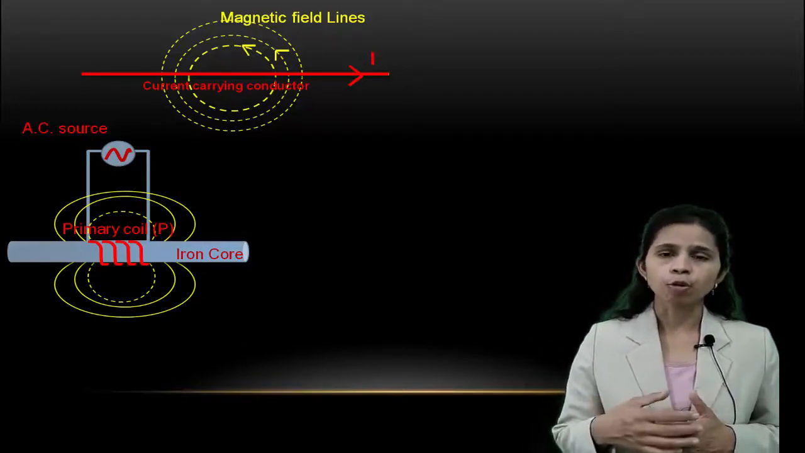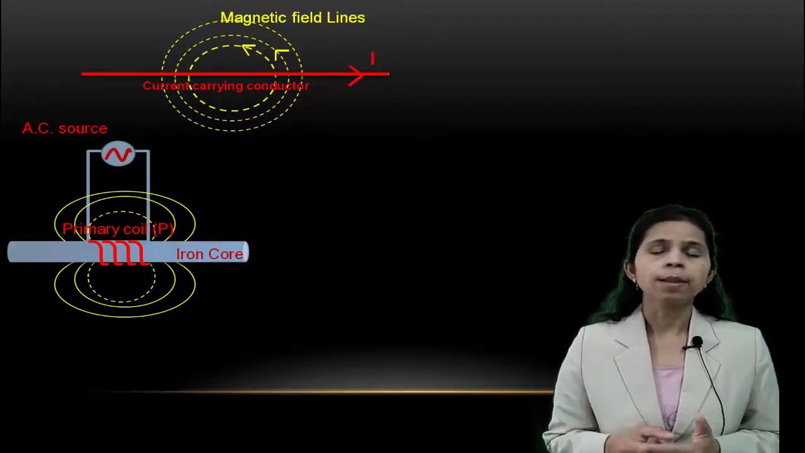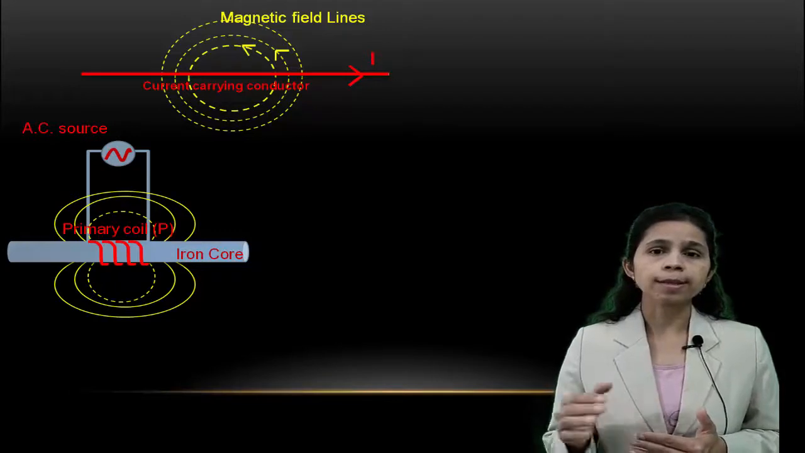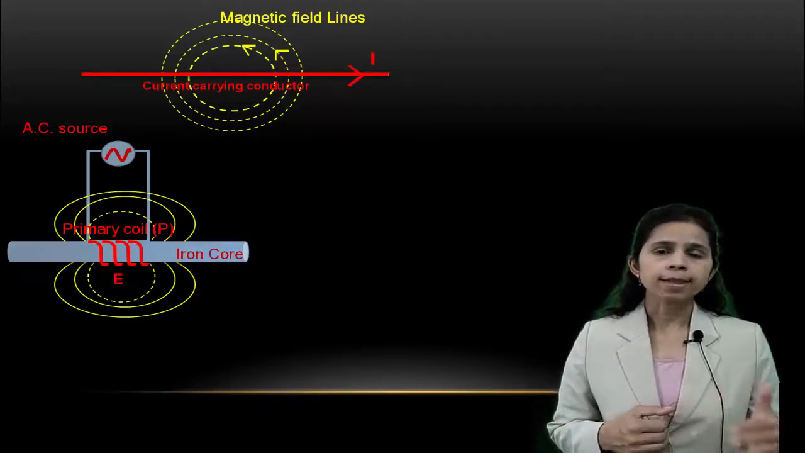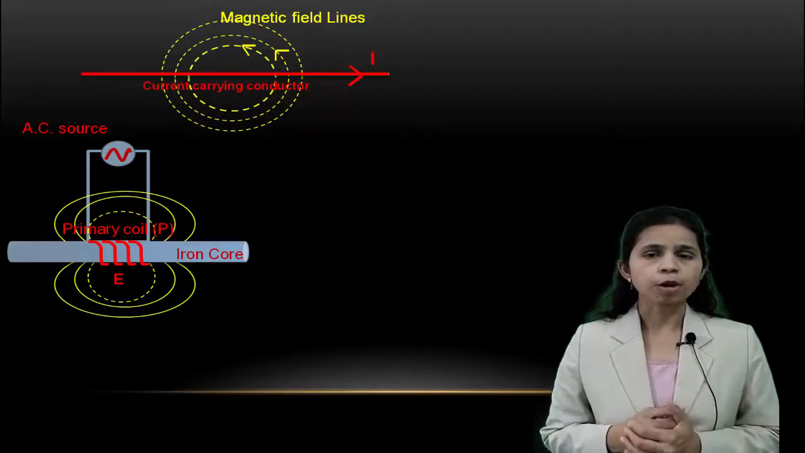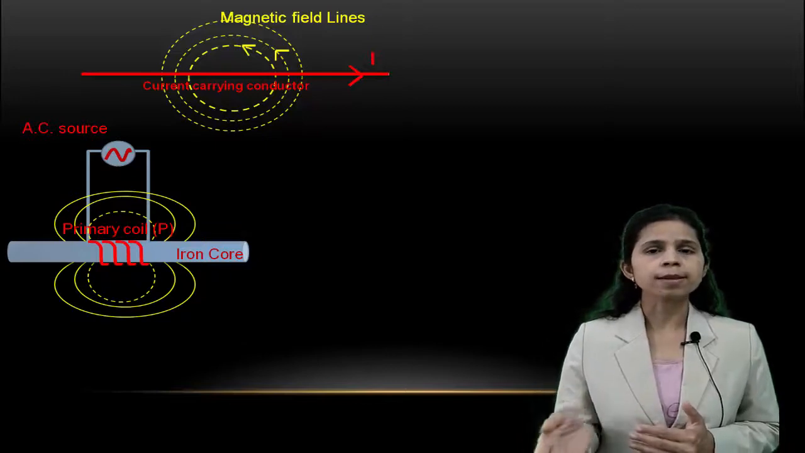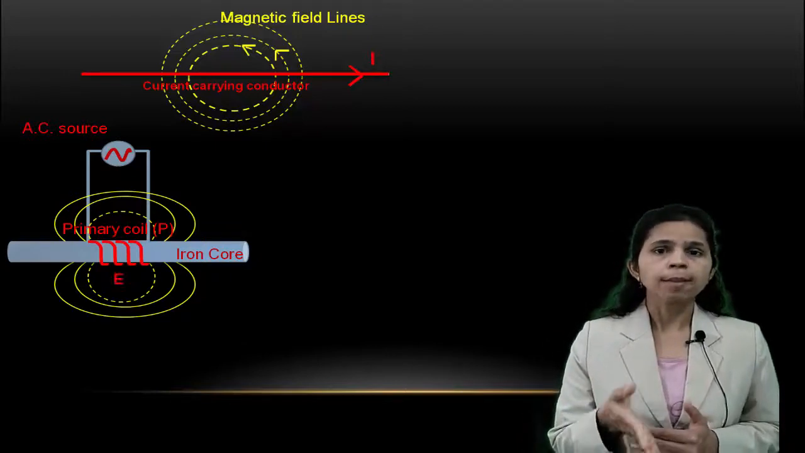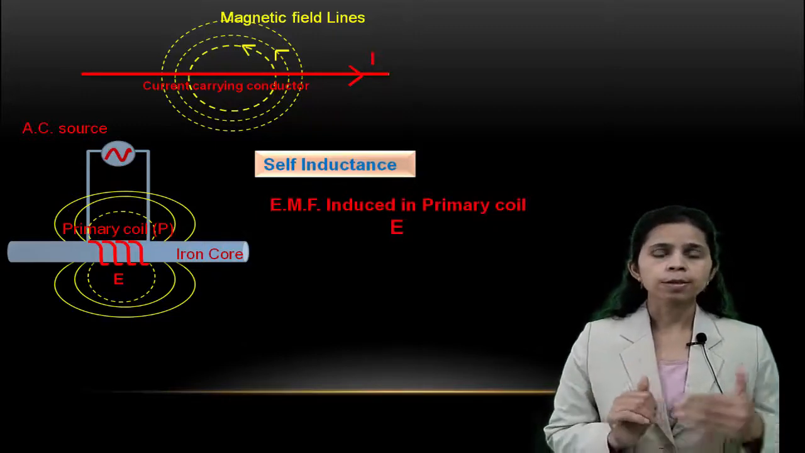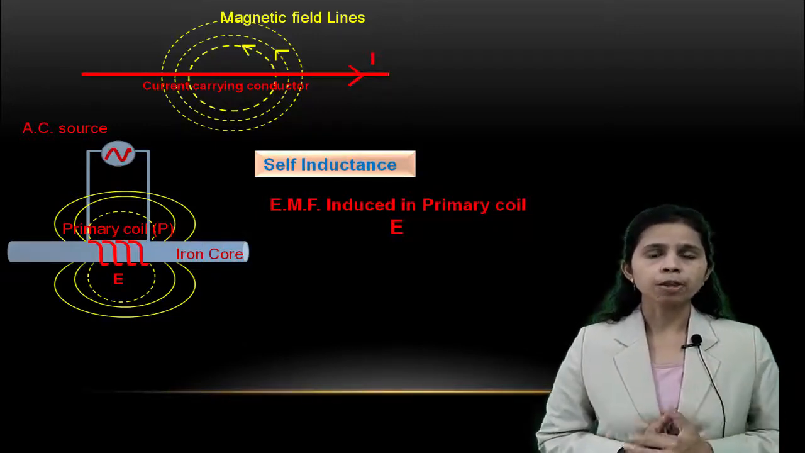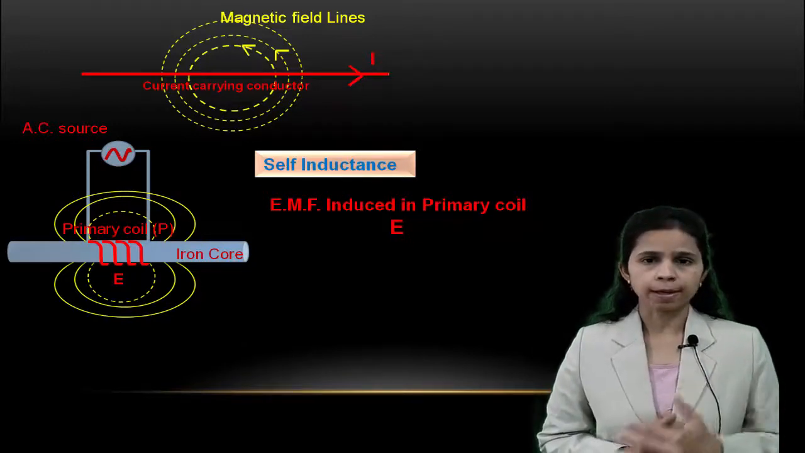Why use the core? The core is used to increase the strength of the magnetic field, so the strength of the magnetic field is increased several times. Now the magnetic flux linked with the coil is changing, and according to Faraday's law of electromagnetic induction, whenever magnetic flux linked with a coil changes due to current in the same coil, an EMF is induced in the coil. So EMF will be induced in the primary coil, that will be E. This phenomenon is called self-inductance.